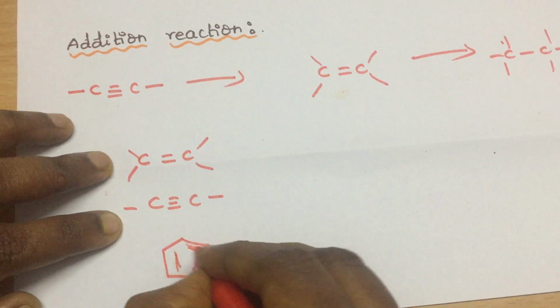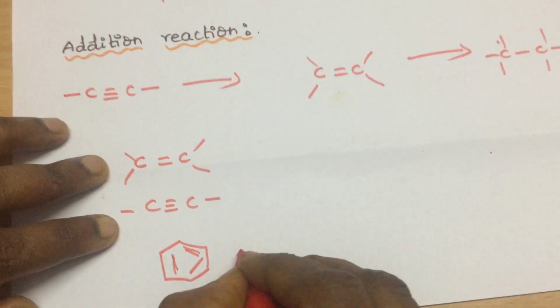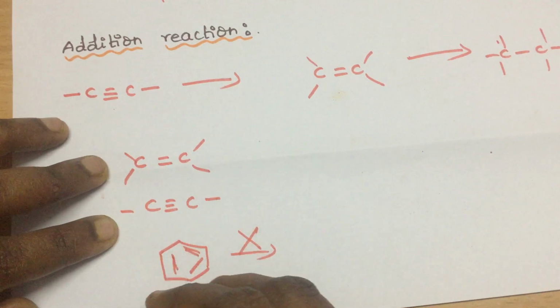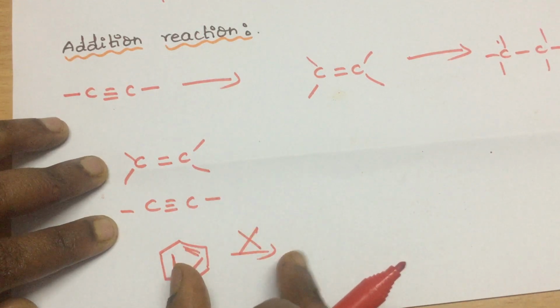Ma'am, here also a carbon-carbon double bond is there, here also I can do addition. No, addition reaction will not happen in an aromatic ring. This you have to know.